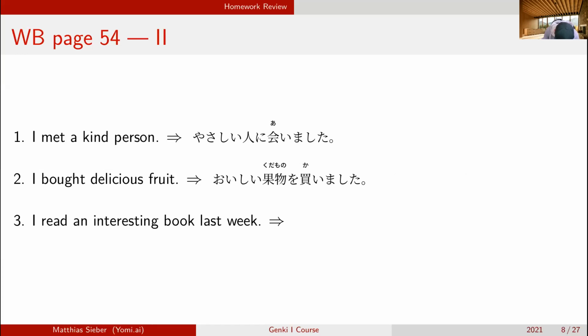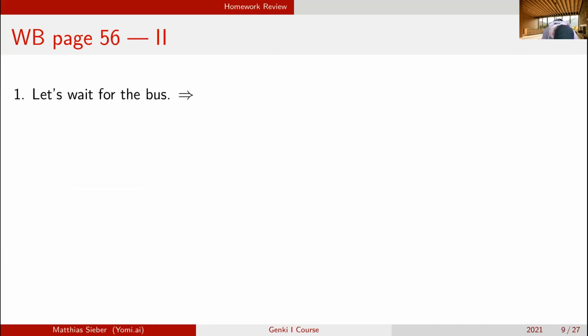先週、私は本面白いを読みました。Almost. Again, interesting book. Oh, right, because I'm flipping the order. So I think it's 先週私は面白い and then that's the E verb, or sorry, E adjective. 面白い本を読みました。Very good, very good. Exactly. 先週面白い本を読みました. Perfect.